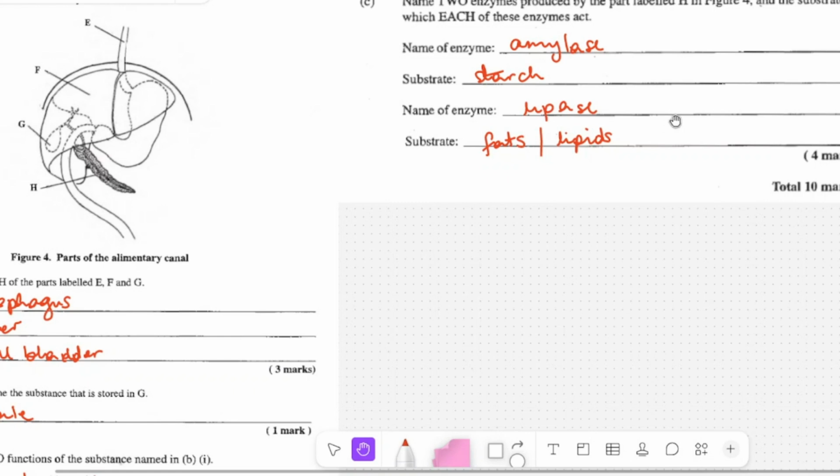So this is why I'm saying that you should try to remember some of the easy ones, and that way if a question comes up like this, you would be able to answer it sufficiently. So I just named these two. Amylase, it works on starch, and lipase, the substrate is fats or lipids. Again, 4 marks, 1 mark each. Do not write any long sentences. Just put exactly what the question is asking you for.